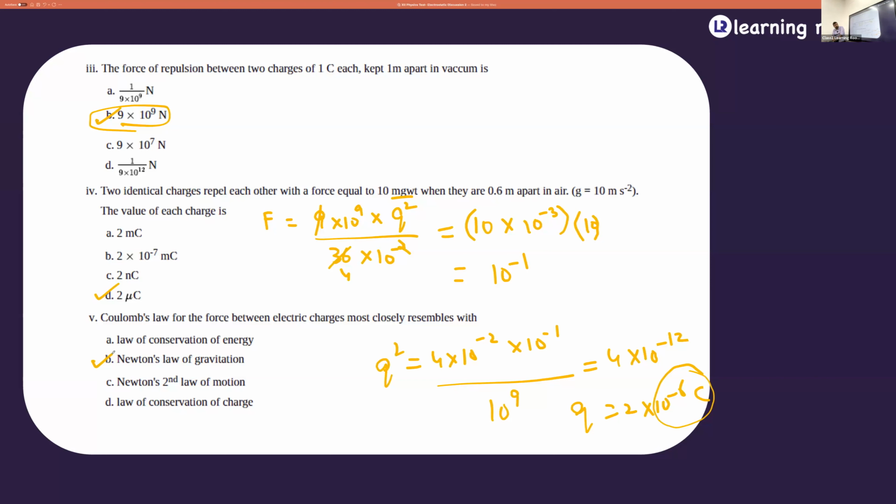We'll wind up with this. Okay, did you all copy it? Yes, sir. So we'll wind up with this. Tomorrow we'll solve problems based on electrostatic potential and capacitance.